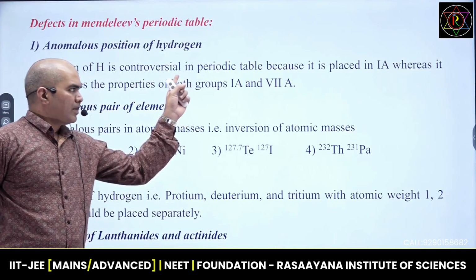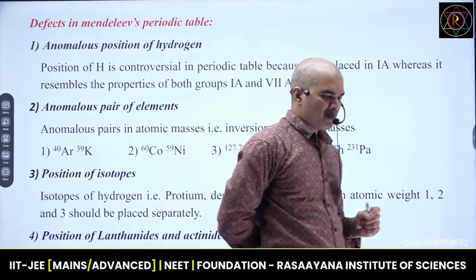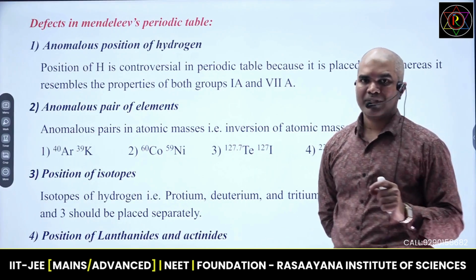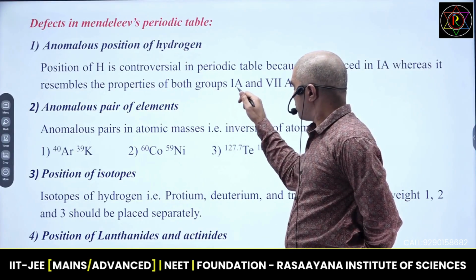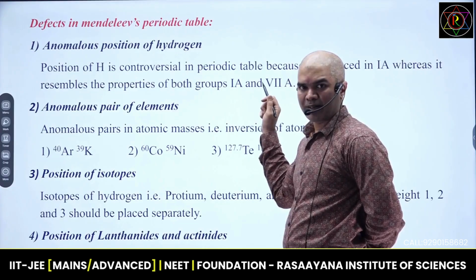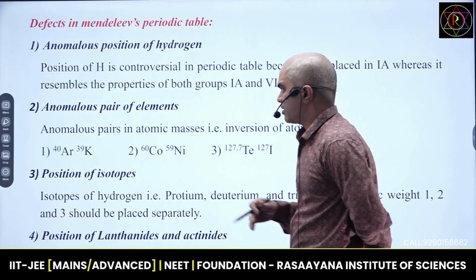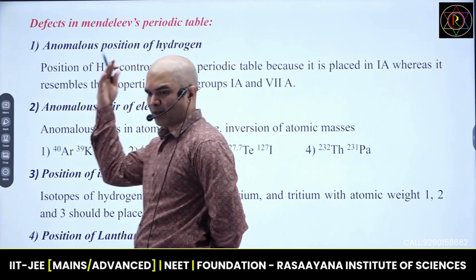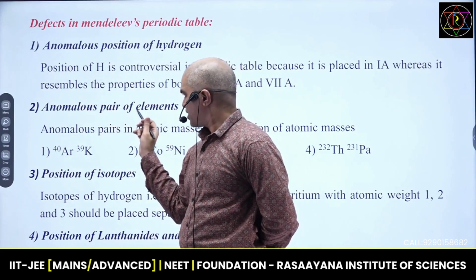So it is placed under 1A, but it also has matching properties with the 7th group. So should it be put under 1A or 7A? That was a big confusion. Okay, that was one of the limitations. Maybe I cannot call it a defect, but a limitation. Okay. Second one, anomalous pair of elements.